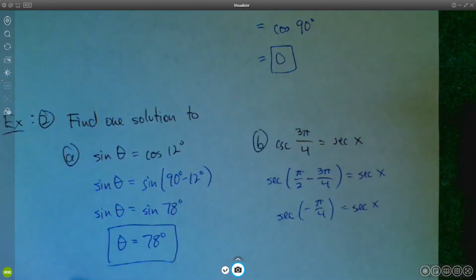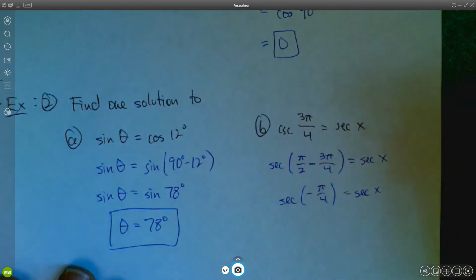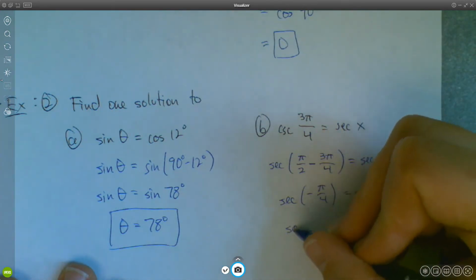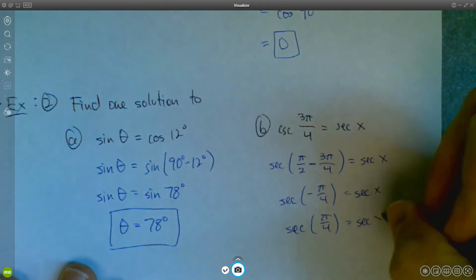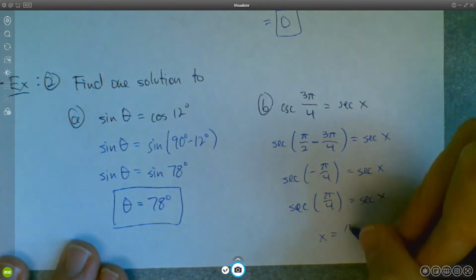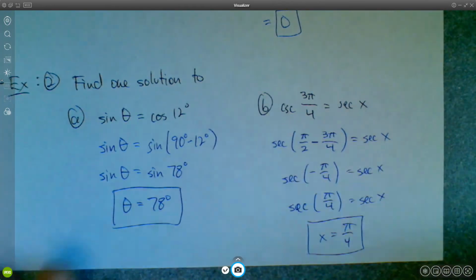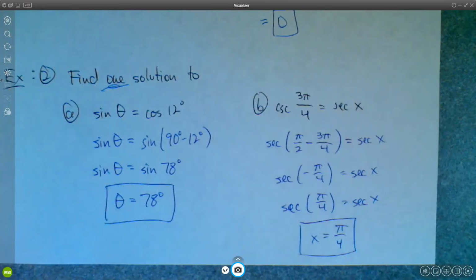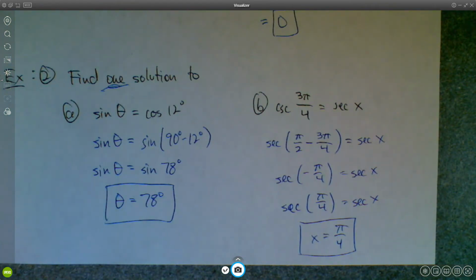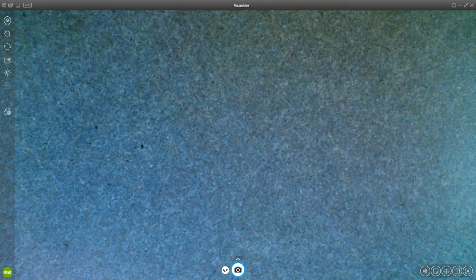And in fact, secant is an even function, so I know that secant of negative pi over 4 is the same thing as secant of just pi over 4. That gives us an obvious solution, right? x is pi over 4. I guess you could have also said x equals negative pi over 4. That's another solution, right? We were only asked to find one. There are infinitely many. Okay, so negative pi over 4 would also have worked, but okay, there you go. How many more examples do I have? I've got 1, 2, 3, 4 more examples.